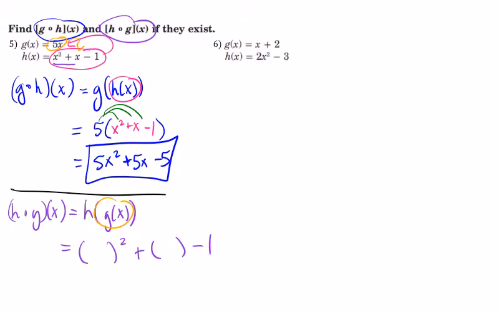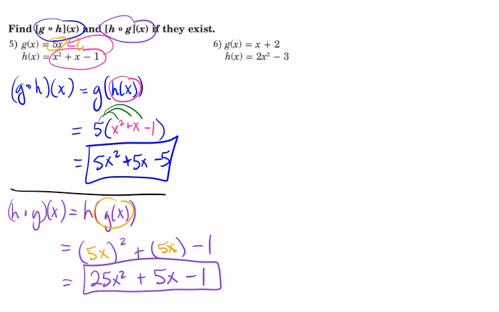So I just rewrote this, but I left space for the g of x function to go in. So I'm going to put g of x here, which is 5x. I'm going to put it here, and now we just operate. So I'm going to do exponents first. So 5x squared is going to be 25x squared, and then plus 5x minus 1. And there's nothing we can do with that. That's simplified. There are no more like terms. So that would be our answer for that one.